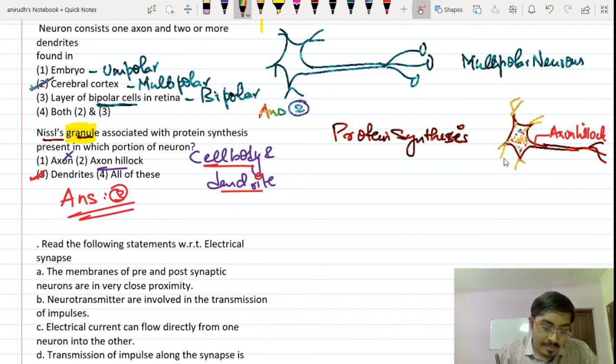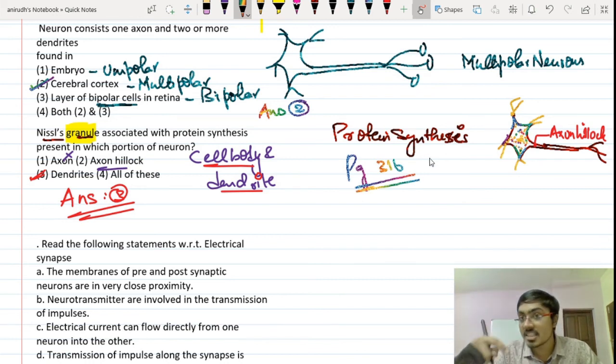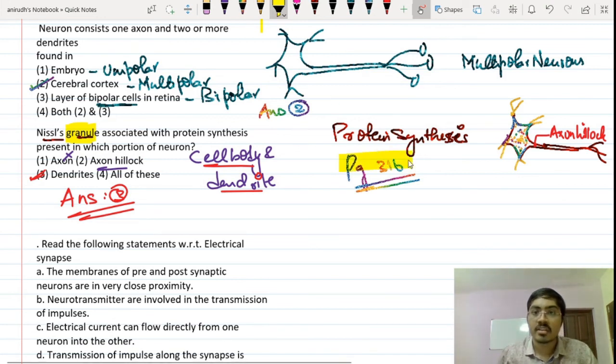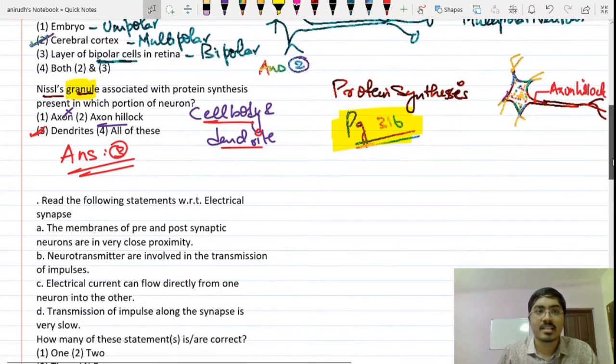Now, short fibers which branch repeatedly and project out of the cell body also contain Nissel's granules and are called dendrites. These are processes coming out of the cell body like this. They also contain the Nissel's granules. This is given on page number 316 of your NCERT, in the last paragraph of the page. Make sure that you mark this now itself and revise everything before your NEET exam this year. It's on September 13th, it seems, isn't it?